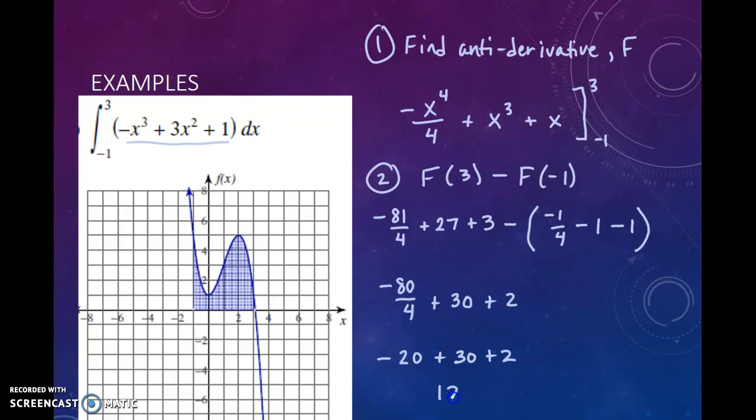So 12. It doesn't really look like it, but this area is a nice whole number of 12. We used this new technique of doing an antiderivative because this particular shape doesn't have a nice area formula. So now you're seeing that we can use integrals and this new antiderivative technique to find the area of new shapes that we've never been able to find the area of before.